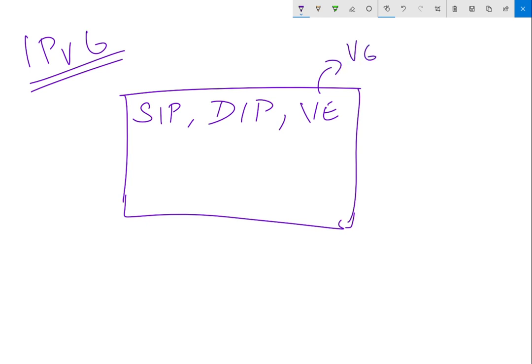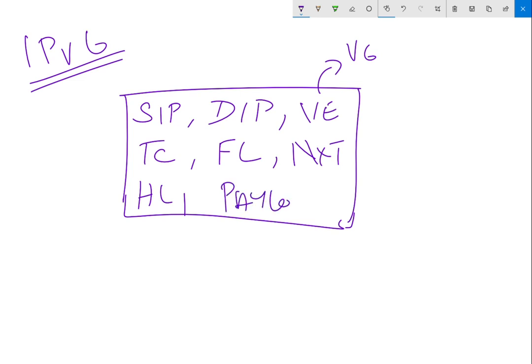So it will carry the version, and then it will have the traffic class, what traffic it is going to send. It will have the flow label, and then the next header details, what next header it is going to carry, the hop limit, and then the payload. These are the basic requirements of a header file. So these basic pieces of information are provided in the header of IPv6.